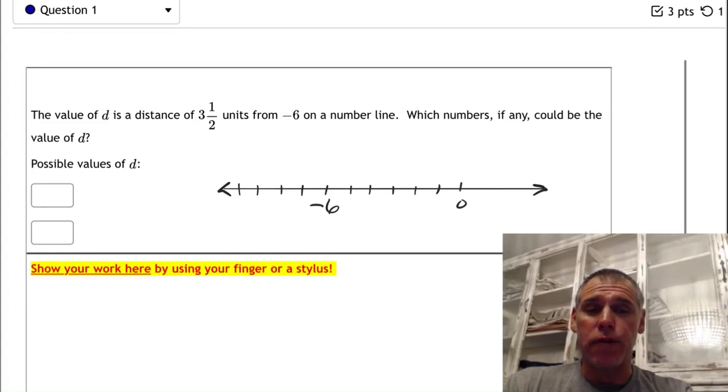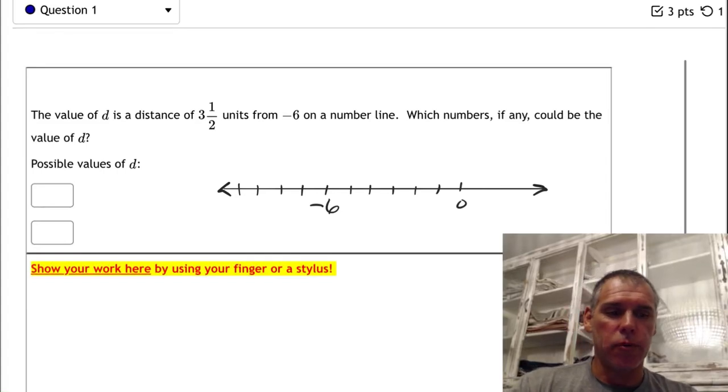All right, I'm going to answer a few versions of this question, and this one says the value of d is a distance of 3.5 units from -6 on the number line. Which numbers, if any, could be the value of d? And I have the number line here, and we're talking about units from -6. So I counted -6 to the left of 0, and I'm going to go 3.5 units on either side of it. So there should be two answers here, which is why we have two boxes.